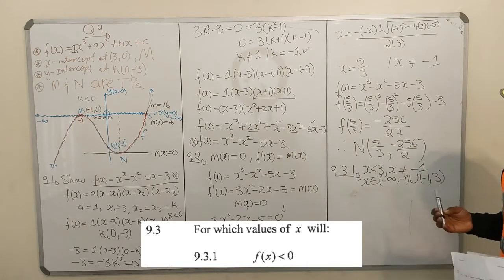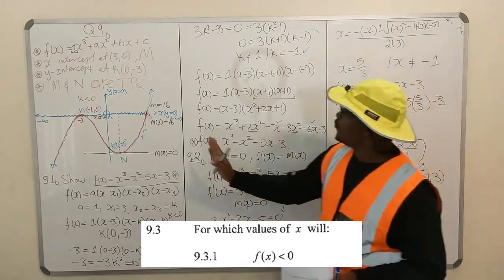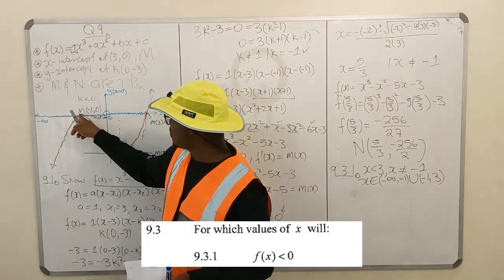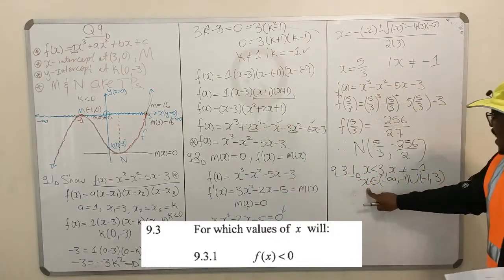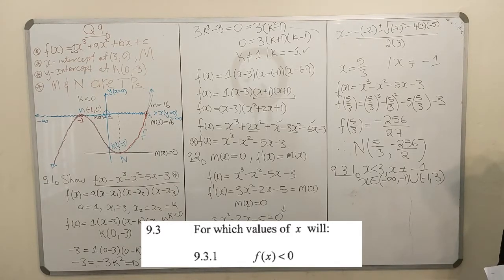So your function will be negative if x is less than 3, for all x values less than 3, except for that one, because at that point we know our function is 0, not negative. Which is the same as saying x is an element of negative infinity to -1, union that interval. That's all. This is it.